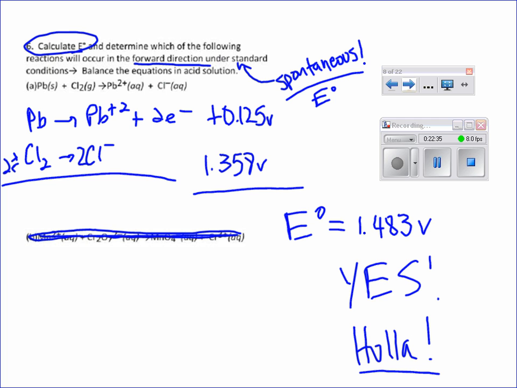All right, so tomorrow, be ready. We're going to draw voltaic cells tomorrow, batteries, electron flow, all that jazz. It's good times.